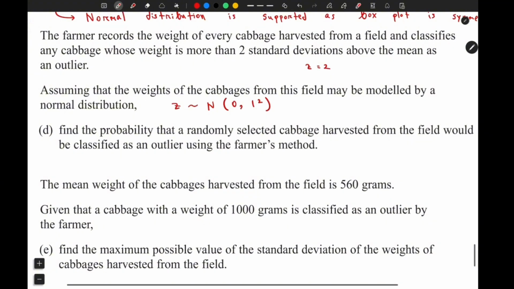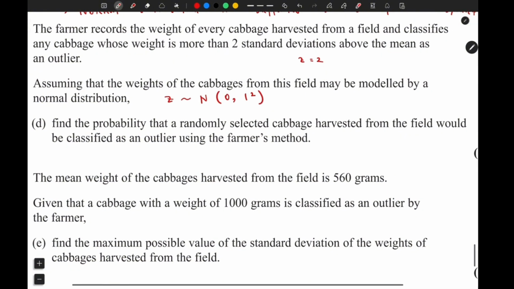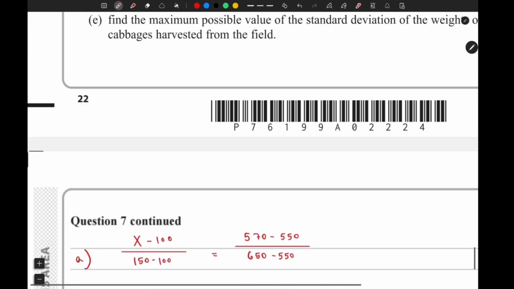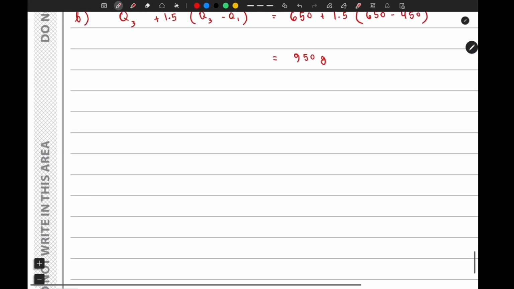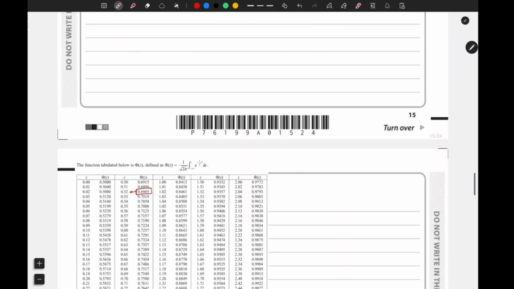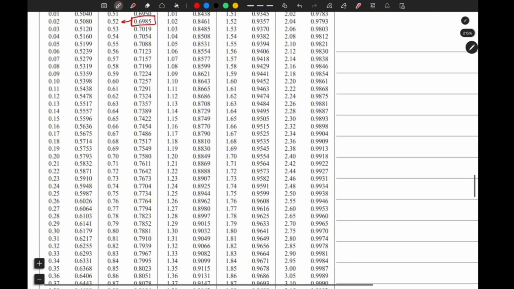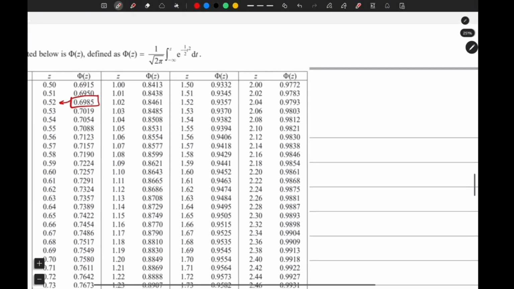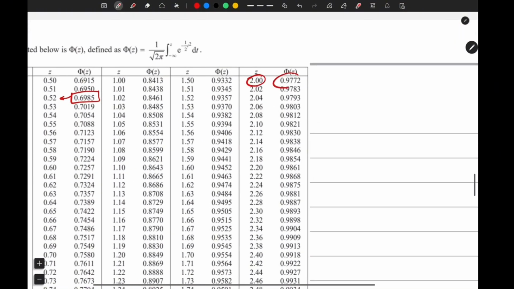So we need to find the probability that a randomly selected cabbage harvested from the field would be classified as an outlier using the farmer's method. So basically we need to find the probability of Z is less than 2. Now if we look at the statistical table from the previous question, when the value of Z is 2, the probability is 0.9772.